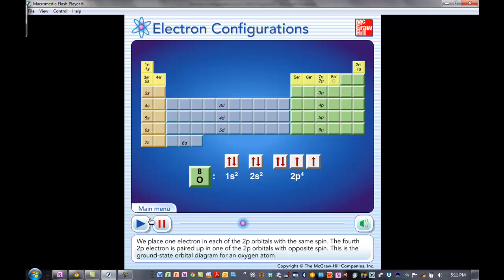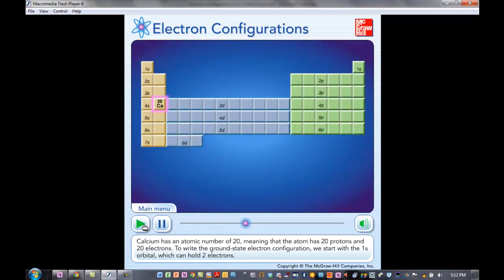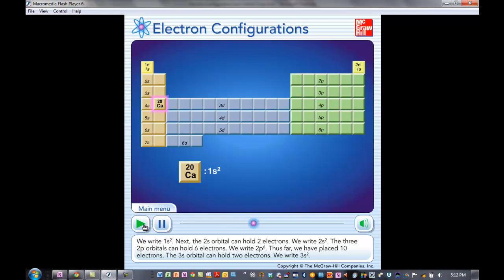Let's look at another example here. Calcium has an atomic number of 20, meaning that the atom has 20 protons and 20 electrons. To write the ground state electron configuration, we start with the 1s orbital, which can hold 2 electrons. We write 1s2. Next, the 2s orbital can hold 2 electrons. We write 2s2. The 3 2p orbitals can hold 6 electrons. We write 2p6. Thus far, we have placed 10 electrons.